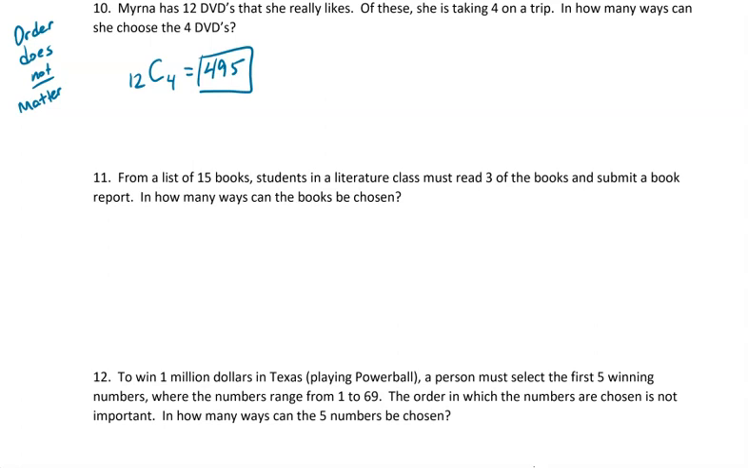All right, number 11. From a list of 15 books, students in a literature class must read 3 of the books and submit a book report. In how many ways can the books be chosen? So in the end, you have to pick 3 books. It doesn't matter what order you pick them in, you're still going to have to submit 3 reports. So again, order does not matter.